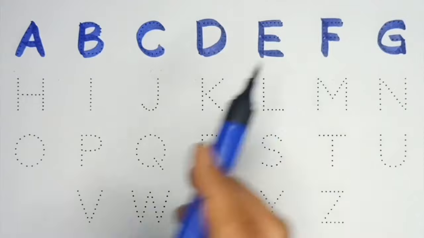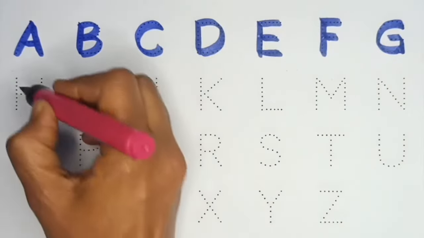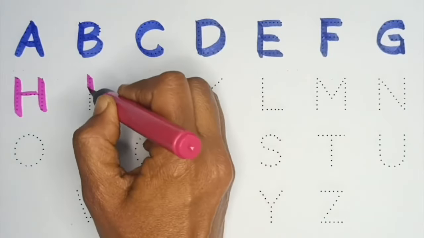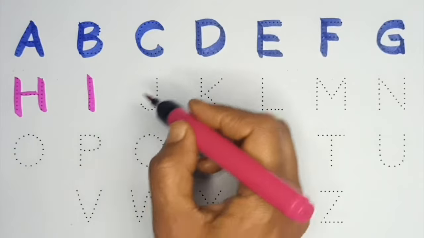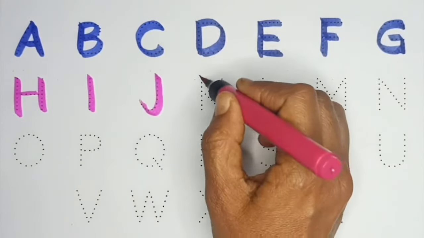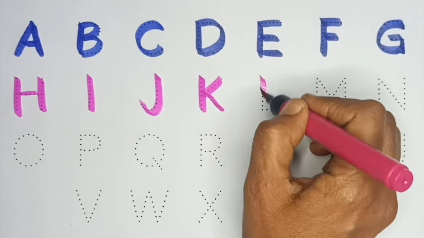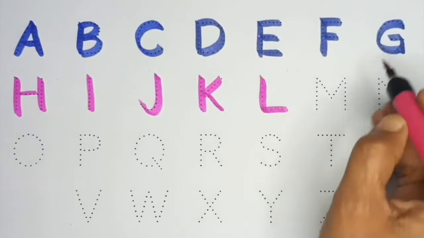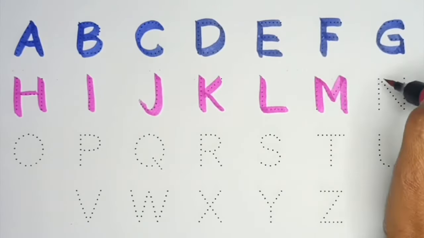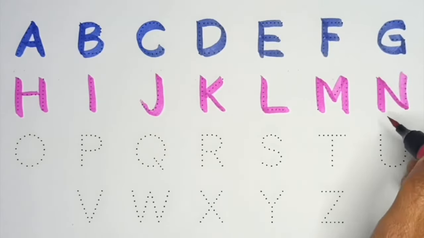Blue color. Purple color. H, H for hen. I, I for ice cream. J, J for jug. K, K for kite. L, L for lion. M, M for monkey. N, N for nest.